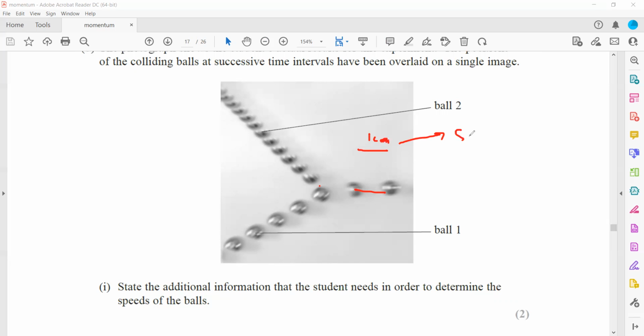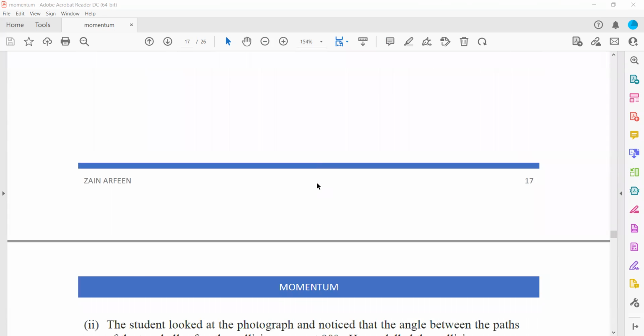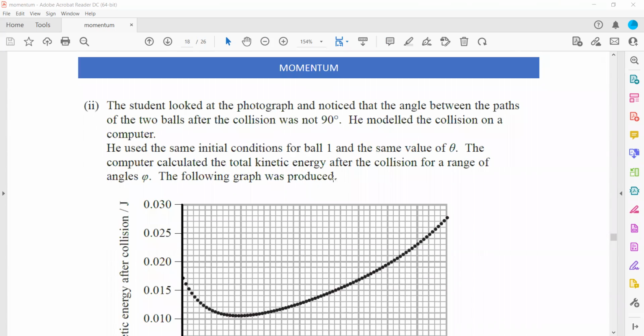So the first thing we should know is the scale of this image. And the second thing we should know is the time, because using the scale we will determine the distance, and distance divided by time will give the speed. So we need the scale of this image and the time interval to work out the speed. The student looks at the photograph and notices that the angle between the paths of the two balls after the collision was not 90.